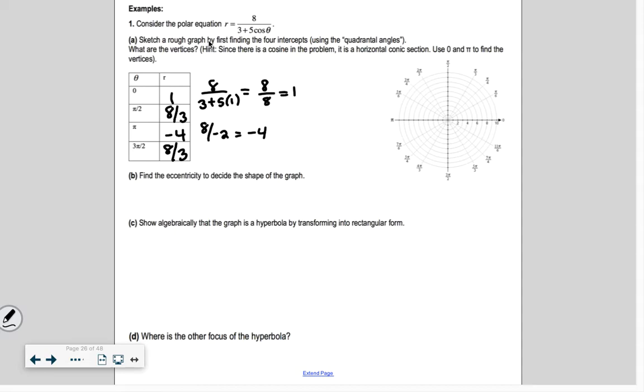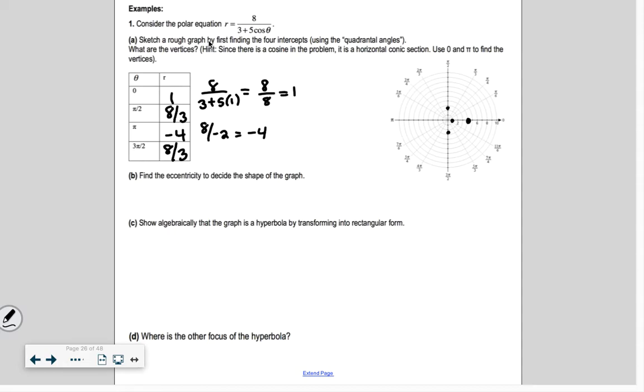Okay, so we can sketch those points. Along 0, I go out 1 unit. Oh man, my graph is so tiny, it's hard to draw 1 point there. I think my pen's off a little bit. All right, and then pi over 2 is 8 thirds. What's 8 thirds as a decimal approximation? It's 2 and 2 thirds, so about 2.6. And then I have negative 4 along the pi line. What happens when it's negative 4? It goes towards 0, right? 4 units towards 0. And then 8 over 3 along the 3 pi over 2 line, so 2.6.